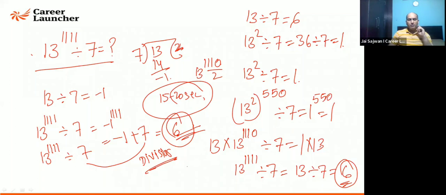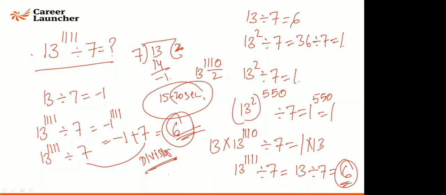But here, the important part to understand is why I wrote remainder minus 1. Because any one of you can understand that minus 1 to the power of an even number is plus 1, and minus 1 to the power of an odd number gives you minus 1. Please ask if there is any doubt. Any one of you? Next part of it.